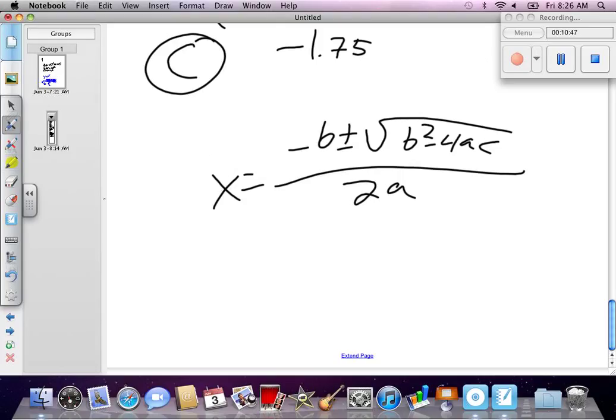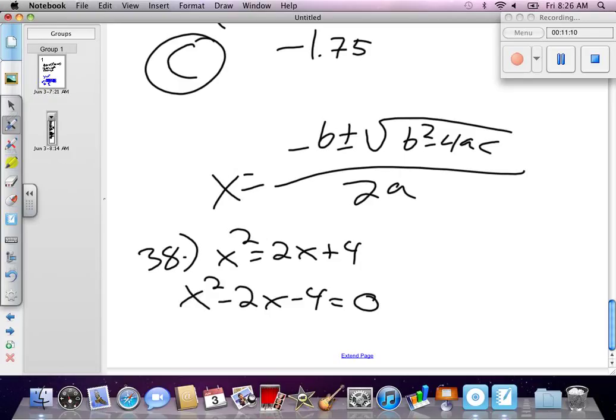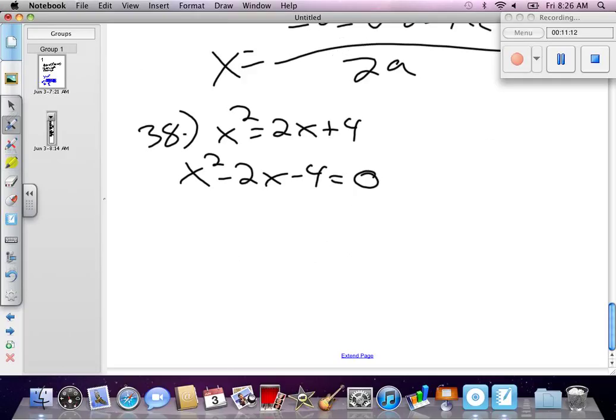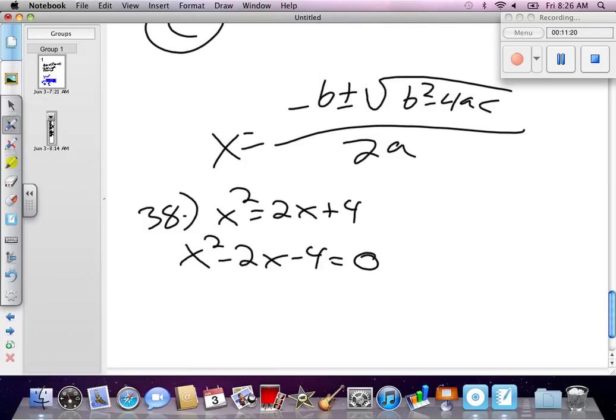Okay. For the quadratic equation, we've got number 38. x squared equals 2x plus 4. Is this in standard form? No. All the x's, everything has to be on one side and 0 has to be on the other. So I'm going to say x squared minus 2x minus 4 equals 0. That is now in standard form. What should I be doing next? Labeling a, b, and c. a equals 1, b equals negative 2, and c equals negative 4.